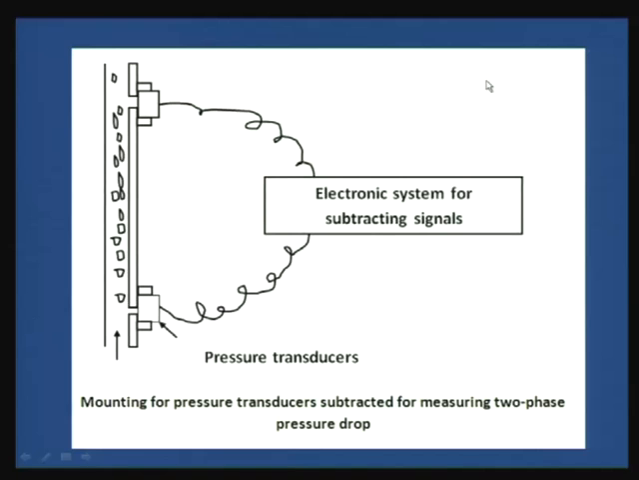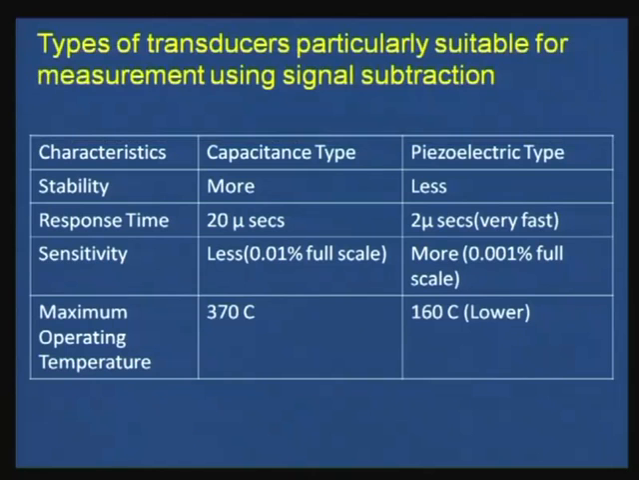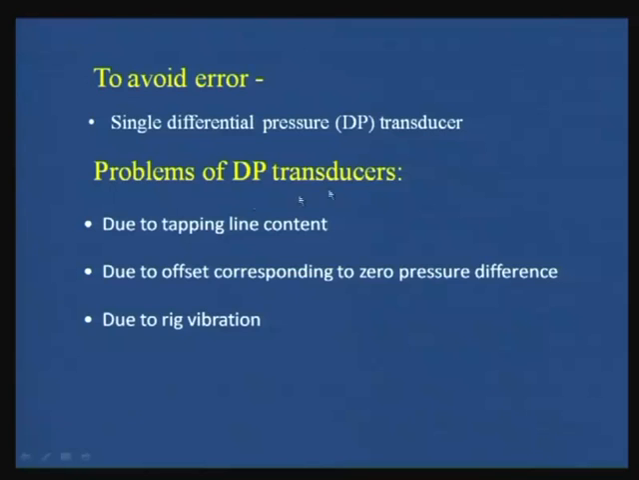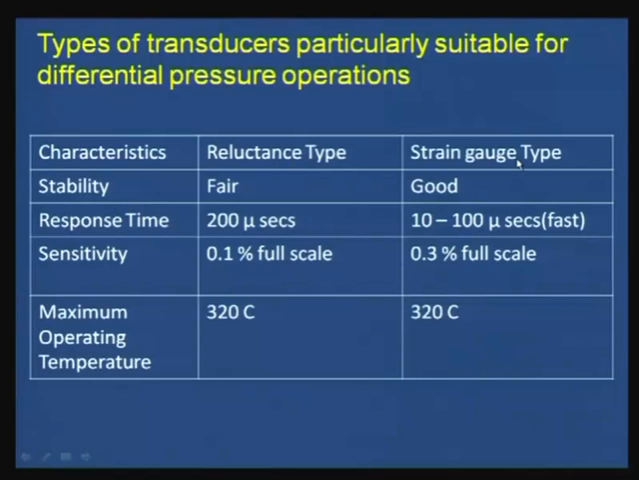and depending upon that, it is electronically recorded and gives us the pressure. Okay. Now, generally for differential pressure, we found that the transducers which were suitable before, capacitance type and piezoelectric type, are completely unsuitable. What is suitable in this case, we find, are usually the reluctance type and the strain gauge type. Again here I have just noted down the advantages and disadvantages of the reluctance type and strain gauge type. The strain gauge type is definitely more stable and has a fast response time, but at the same time the reluctance type is much more sensitive. It can give us much more accurate pressures for very low cases.